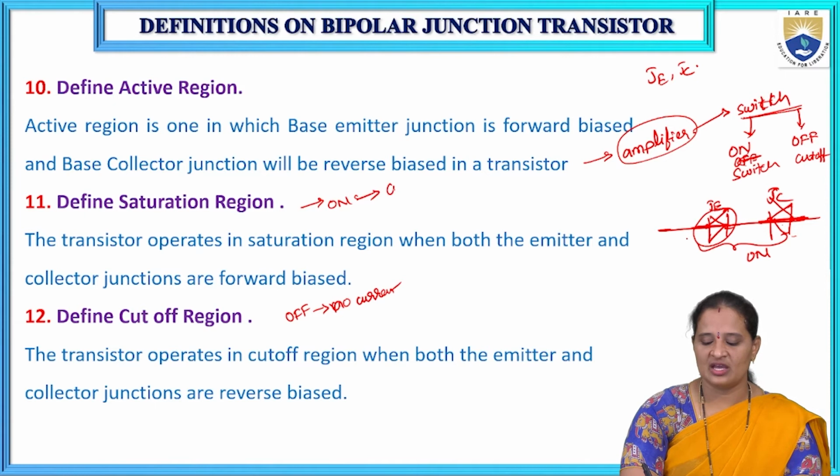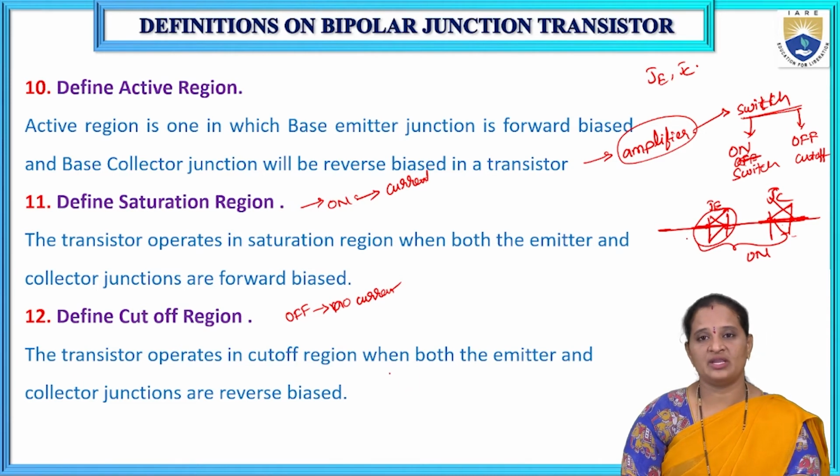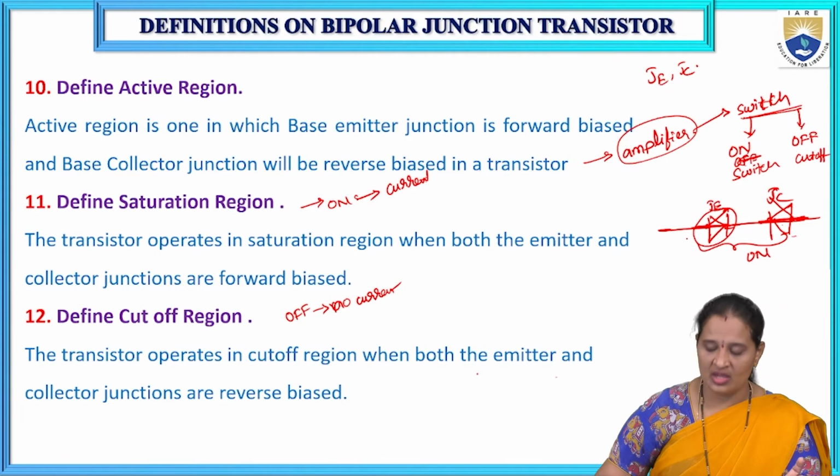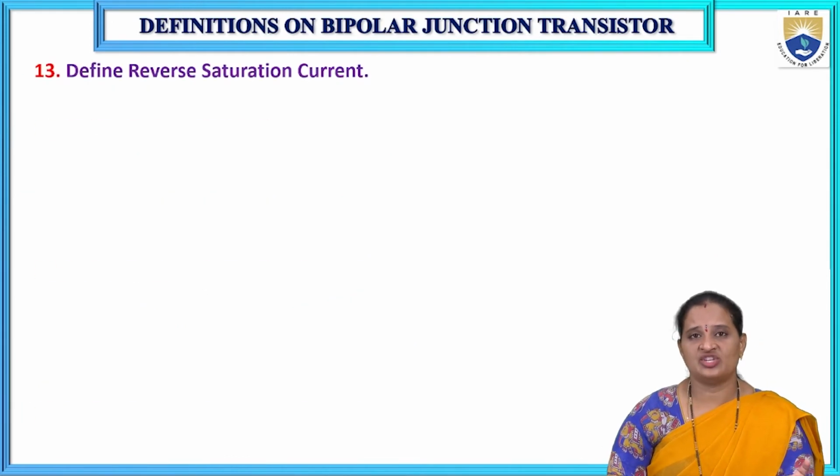Whereas in this case, current flows because both the diodes are forward biased, right? The transistor operates in cutoff region when both the emitter junction and the collector junction are reverse biased. Now coming to the reverse saturation current.